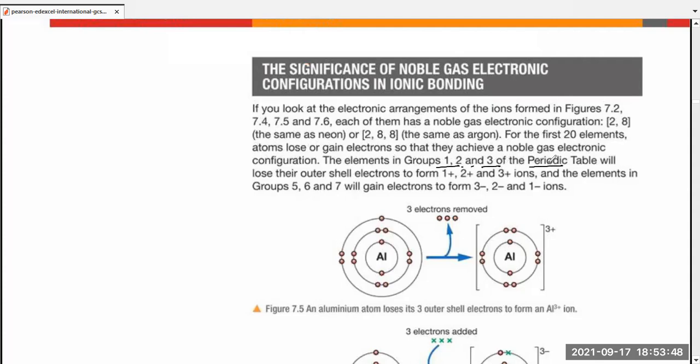periodic table. And they are going to lose respectively 1, 2, and 3 electrons, forming positive 1, positive 2, and positive 3 ions. If we discuss the nonmetals in groups 5, 6, and 7, they are going to respectively gain 3, 2, and 1 electrons. Group 5 elements will form a negative 3 ion, group 6 negative 2, and group 7 negative 1 ions. Let's show a few examples to understand that.